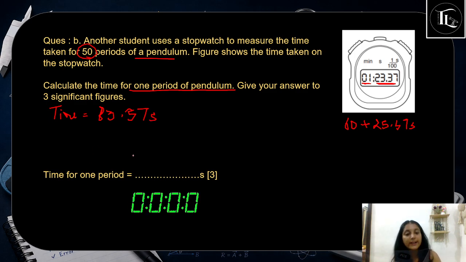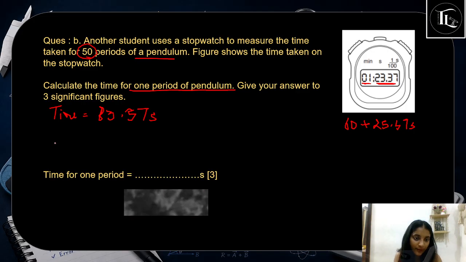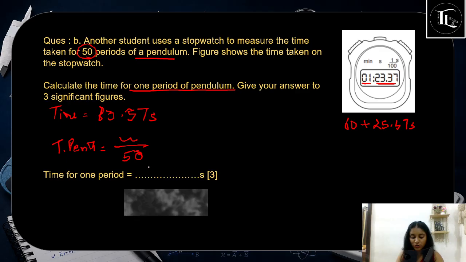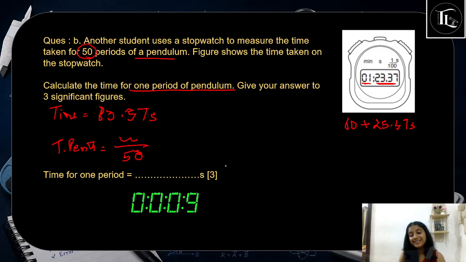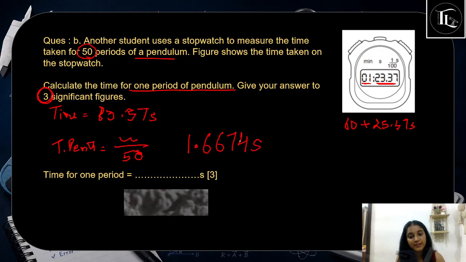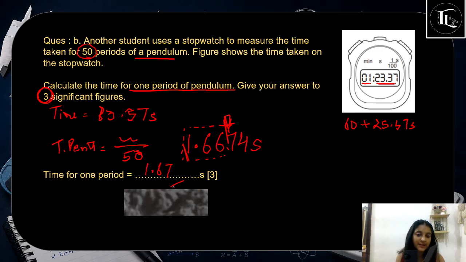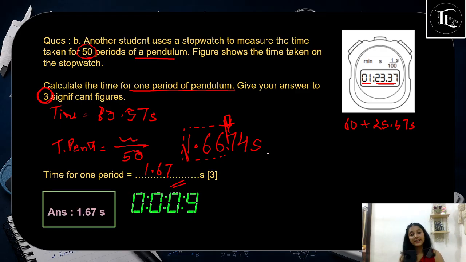And how do we calculate the time period? We just divide it by 50. This value divided by 50 comes out to be 1.6674 seconds. But they are asking us to give the answer in three significant figures. So that means, see, the next digit is 7, so we can round it off to 1.67 seconds. 1.67 seconds is the answer.